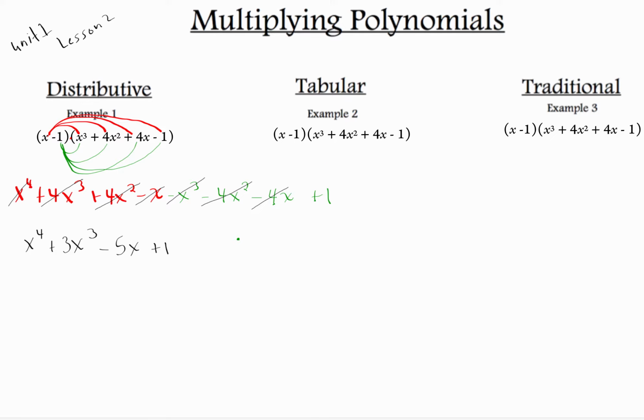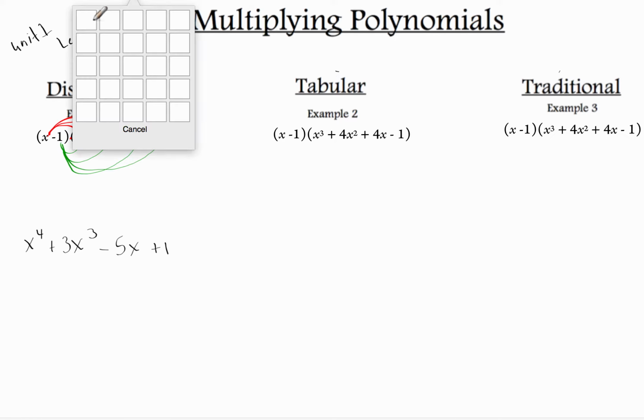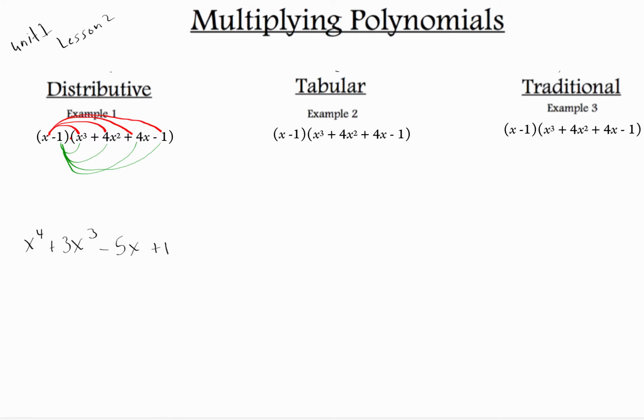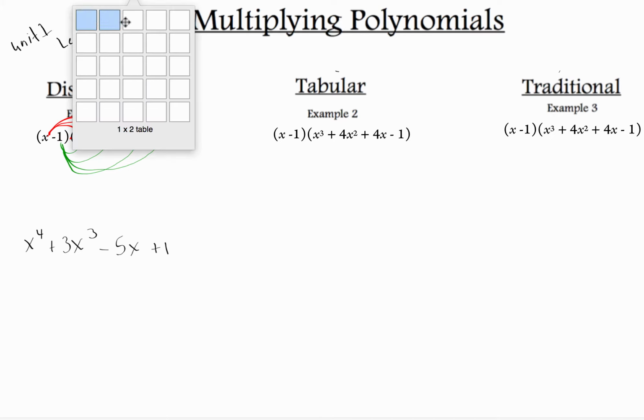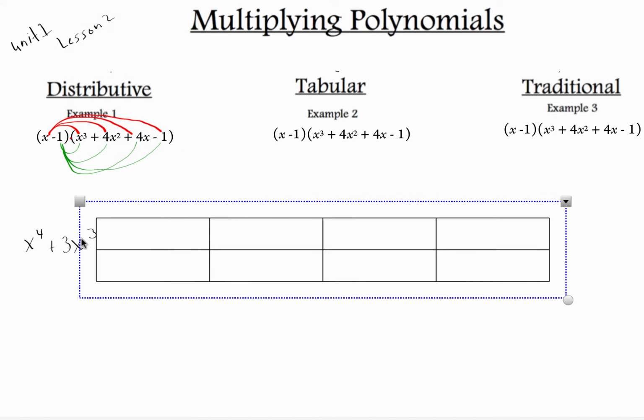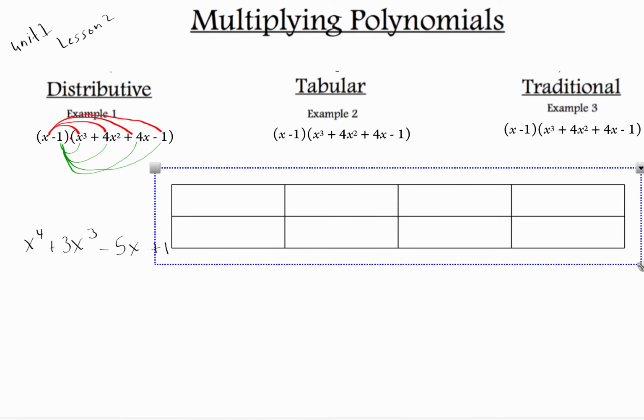Now, I'm not really a fan of the distributive property when we get to longer things because we get long, drawn out examples. To tell you the truth, I kind of bop between all 3 depending on how big my problem is. So what does tabular look like? Well, the first thing I'm going to do is create a table. And this table is going to be 4 by 2. And the reason why it's 4 by 2, well, because that's what I have.